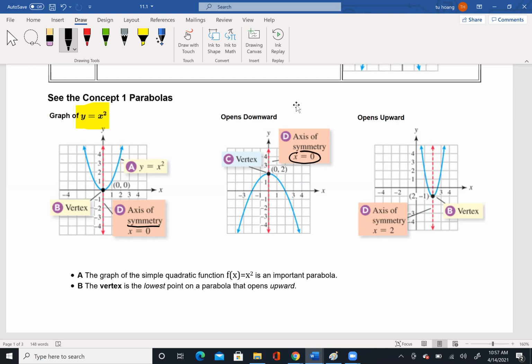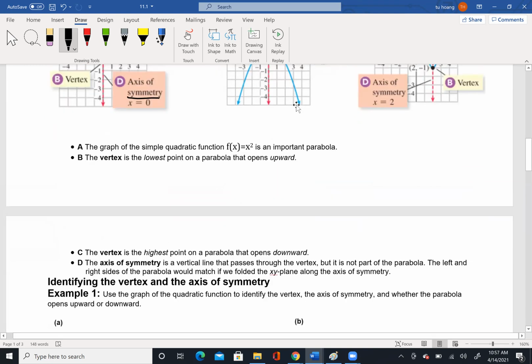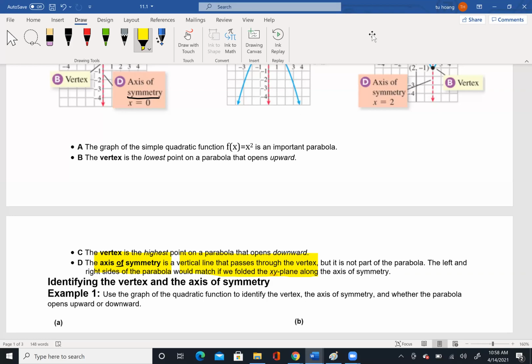So I'm going to say the axis of symmetry here is a vertical line that passes through the vertex, but it is not part of the parabola. See that?